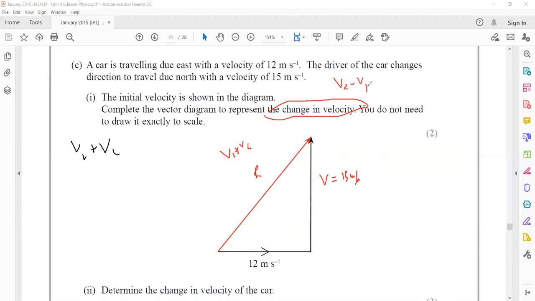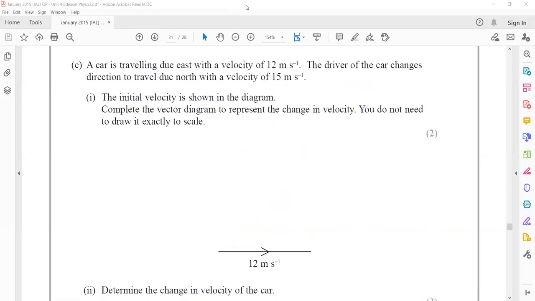So you will find questions related to vector diagrams. You have to recall this concept of the vector diagram to solve questions.